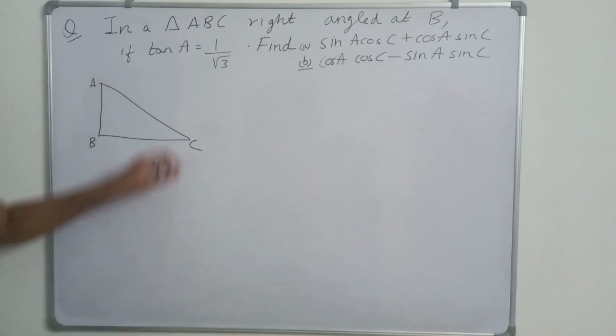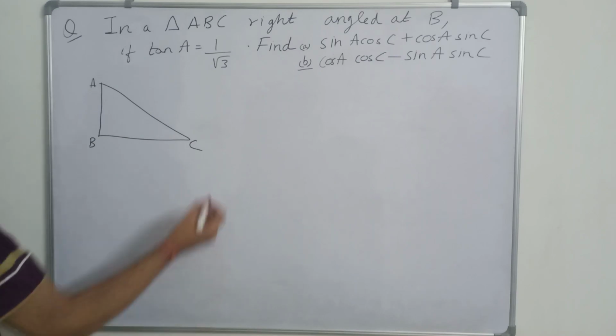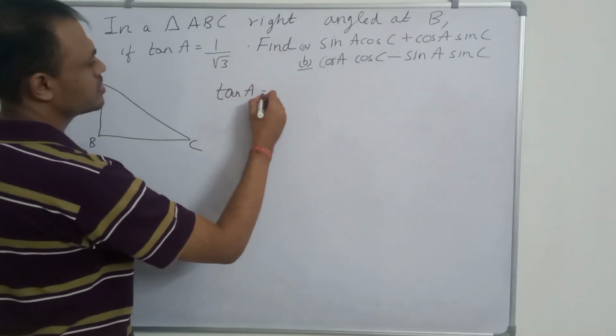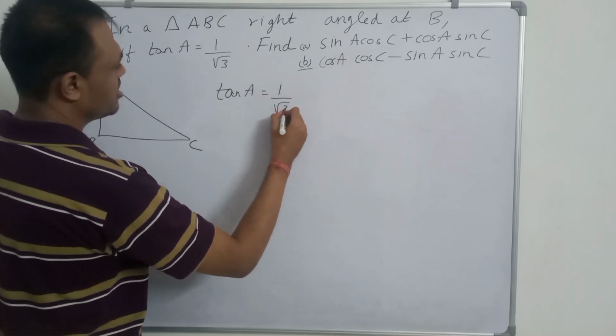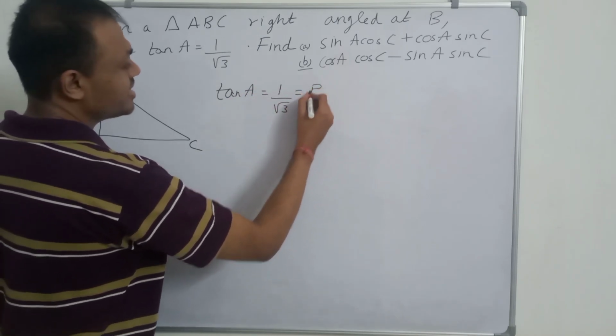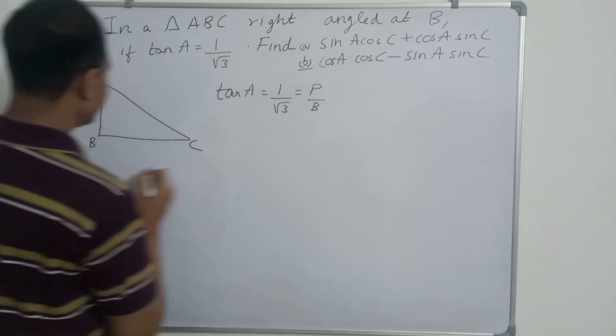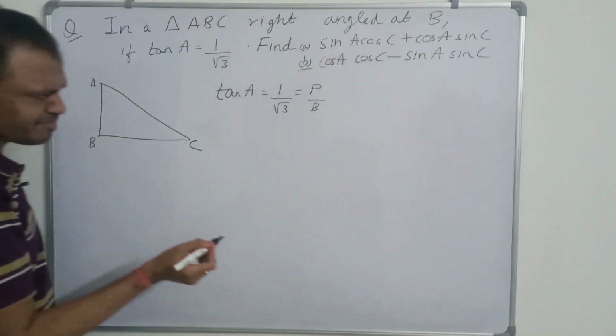Right angle at B. Tan A is 1 by root 3. So tan A is 1 by root 3, which means that tan is the ratio of perpendicular to base. So perpendicular is 1 and base is √3.